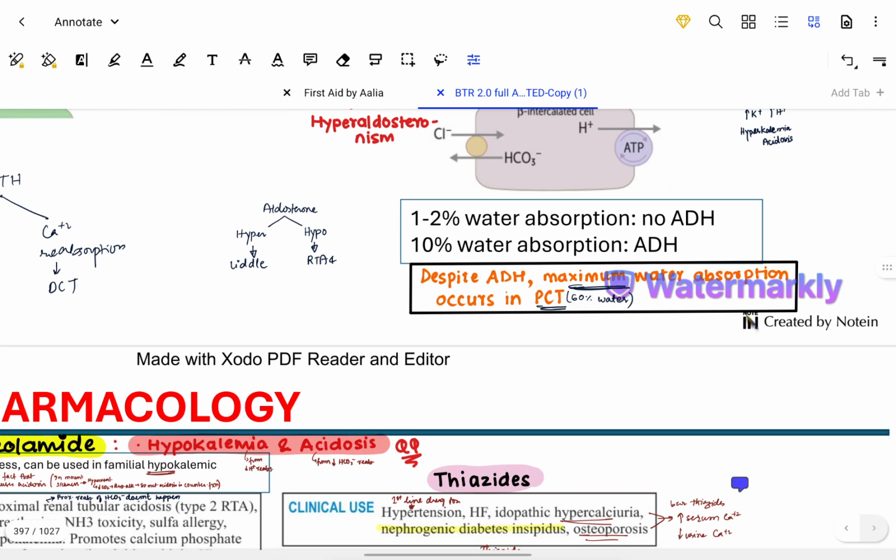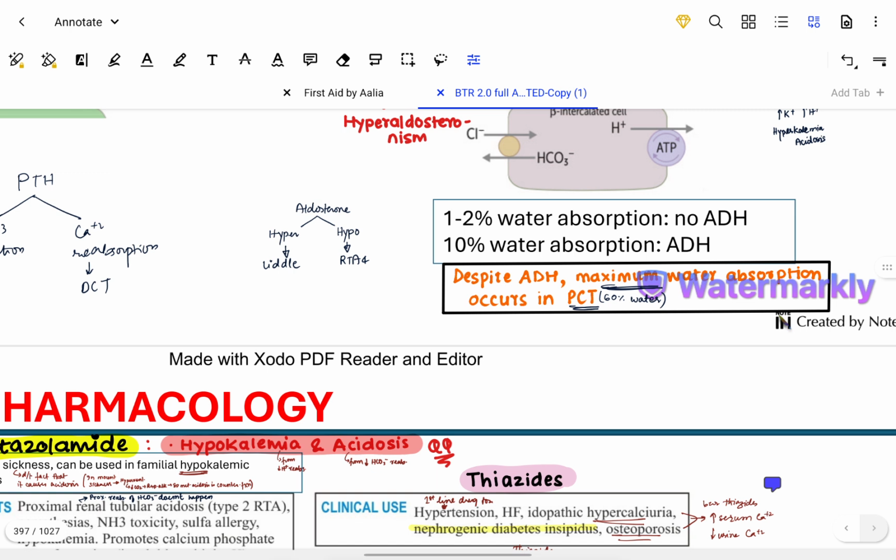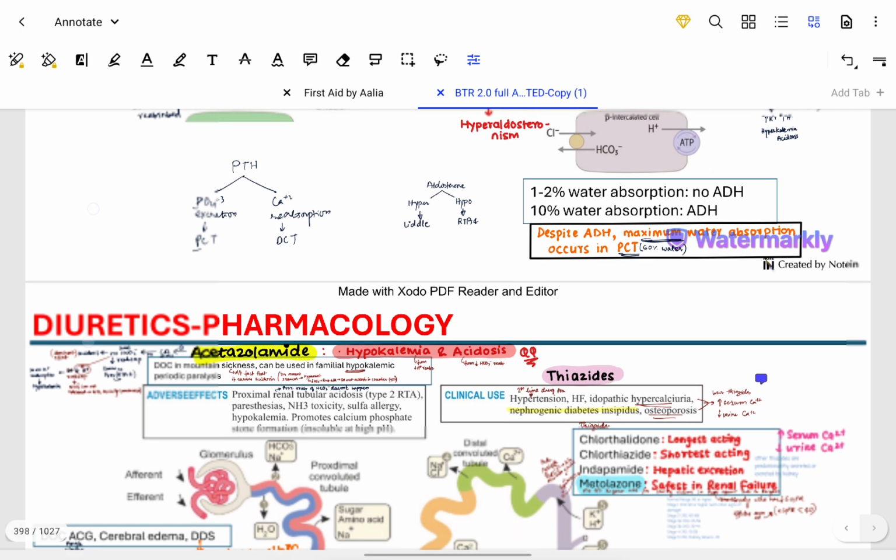Now, 1 to 2% water will be absorbed if there is no ADH. In case there is no ADH, there will be diuresis. Only 1 to 2% water will be reabsorbed from the collecting duct. But if ADH comes into play, 10% water reabsorption takes place in the collecting duct. Regardless of ADH, the maximum water reabsorption is in the PCT, as we said earlier, because PCT is 60% water reabsorption. No matter whether ADH is there or not, 60% water will be reabsorbed from the PCT itself. There is a bonus 10% if we have ADH, and if there is no ADH, there is only 1 to 2%. Okay. Now coming to the pharmacology, we are done with the physiology.